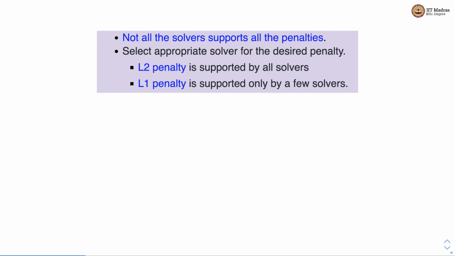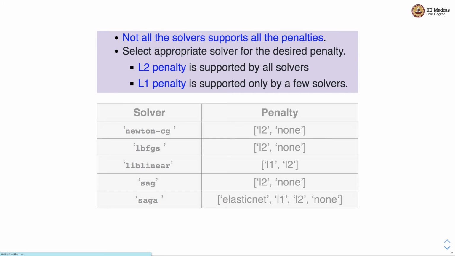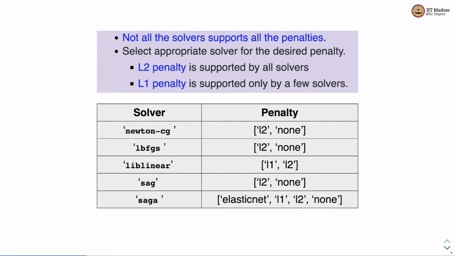Again, note that not all solvers support all penalties. You have to select the appropriate solver for the desired penalty. So L2 penalty is supported by all solvers, whereas L1 penalty is supported only by a few solvers. We can see that L1 penalty is supported only by LibLinear and SAGA. Elastic net penalty is only supported by SAGA.